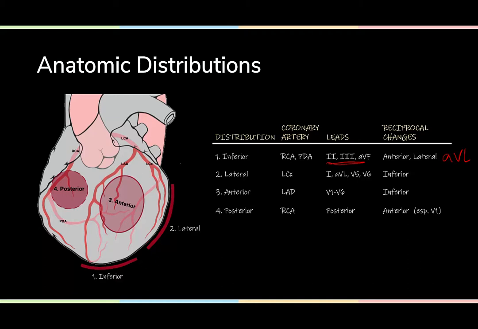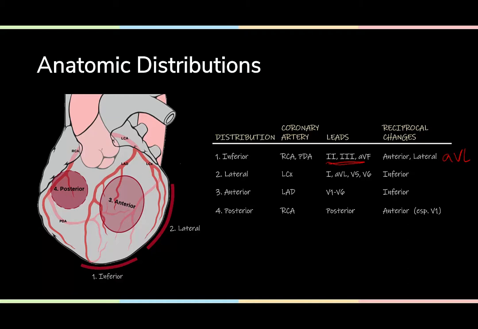And then also think about other things that the RCA provides. It supplies the nodes. So SA node, AV node. You can get sinus bradycardias. You can get AV nodal blocks, or atrioventricular blocks that are secondary to an insult to the AV node. So you can get complete heart blocks, all kinds of things like that. If you do have blocks, they typically have pretty good outcomes for inferior MIs. They typically resolve on their own. It's often because of an increased vagal stimulation. Yeah, great.